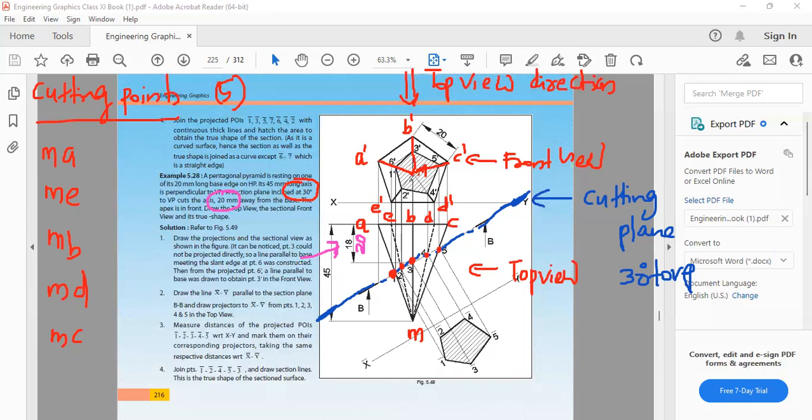Yes, sir. So I will give cutting point number 1 on slant edge MA, then 2 on MB and 3 on MC, because these three are the visible slant edges. One, two, three. Then from that point, go back. This is point number 4 on MD. Then this is point number 5 on ME.